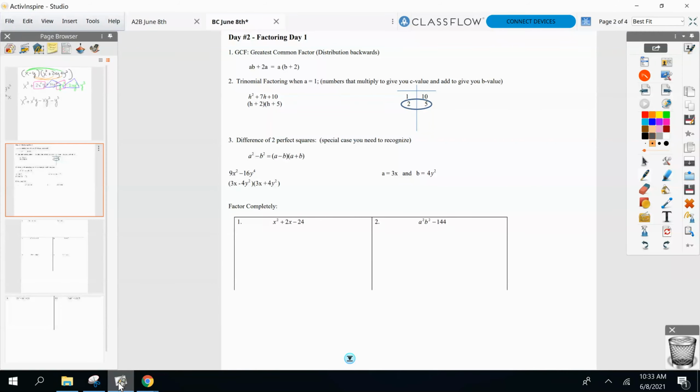Today, I think it's factoring you've seen before, but I'm going to raise the difficulty level of it. I'm going to go over 3 different methods today. First one's called GCF, where you can take out something in common.